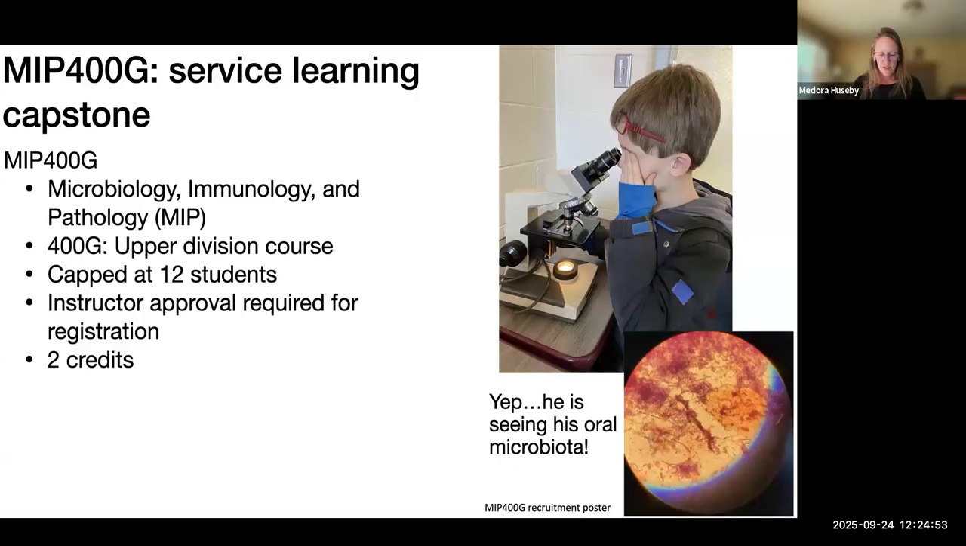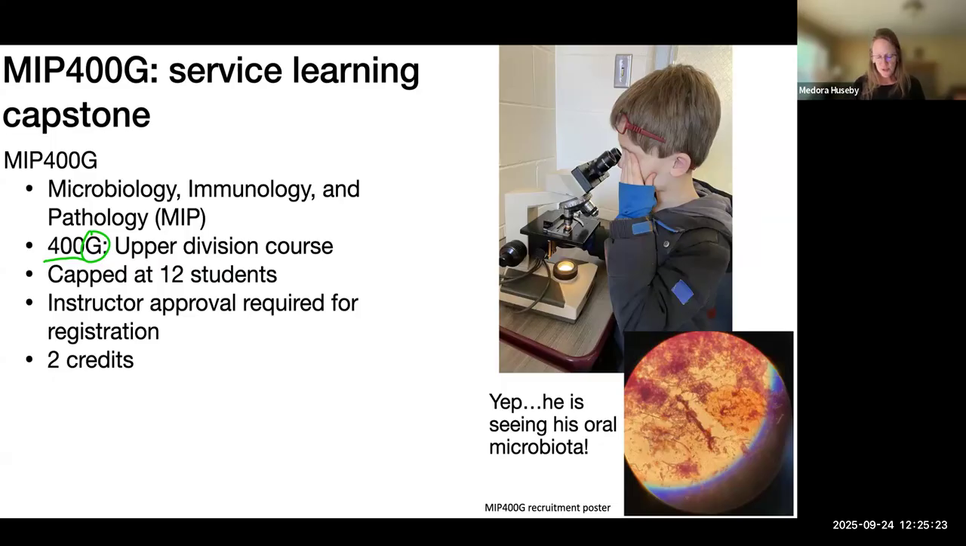And so enter the capstone that I teach. The specific class is MIP 400G. As Chelsea told you before, I'm in the microbiology, immunology, and pathology department. So that's what MIP stands for. 400, that's where we give our capstones, in the 400s. And then G, I think our capstones go all the way to Z. I think it's wild how many they offer, not all at once, but there are a lot of different capstones. The one I teach is G.